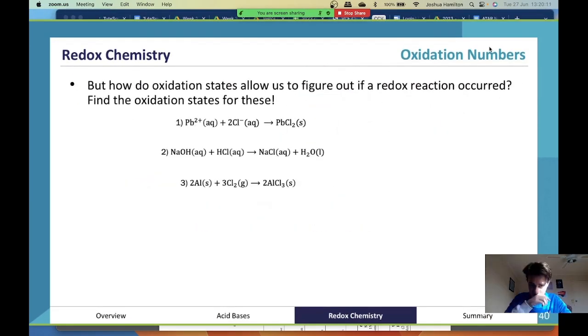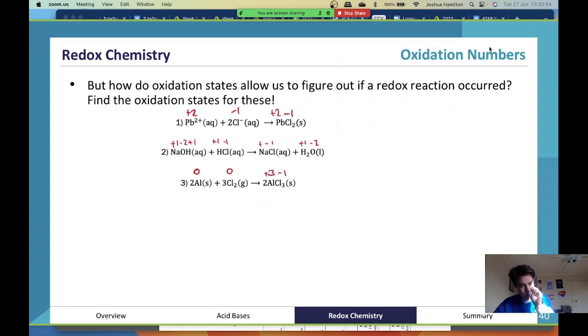All right, very good. So, how do oxidation states allow us to figure out if a redox reaction occurred? So, what we need to do is find the oxidation state. So let's go through and have a look at the oxidation states of everything here. What I've got here is +2. Here I've got -1. Here I've got +2 and -1. Here I've got +1, -2, +1. I've got +1, -1. I've got +1, -1, +1, -2. I have 0. I have 0. I have +3, and I have -1.